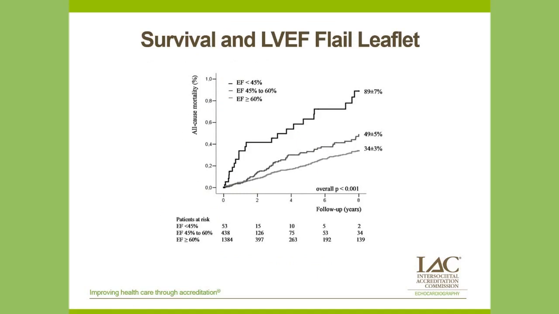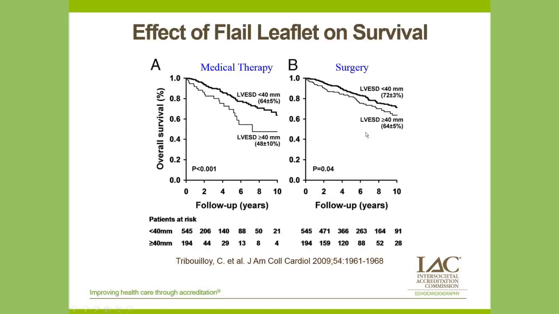So in flail leaflet, you have this survival curve, and this is actually mortality rather than survival. So if your EF is below 45, you have a terrible prognosis. If your EF is above 60, much better. 45 to 60, in between. So EF is important. It's important to note it on the echo, of course. And then also we can tell from this study that if you had surgery, you did much better than if you had medical therapy.